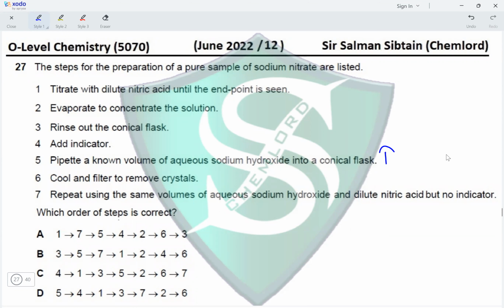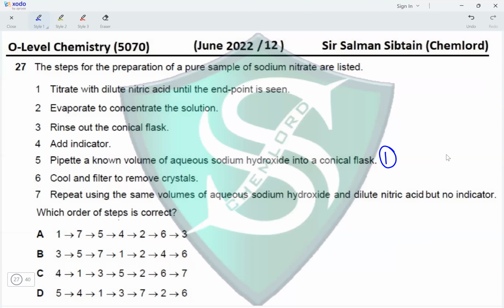Okay, so we are supposed to find out the order in which these are taking place. Okay, so what else? Cool and filter to remove crystals. This should be the last point. And if there are more points after this. Repeat using the same volumes of aqueous sodium hydroxide and dilute nitric acid, but no indicator. Okay. So let's arrange this.